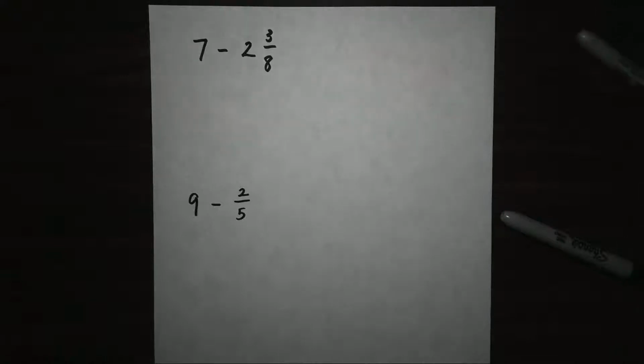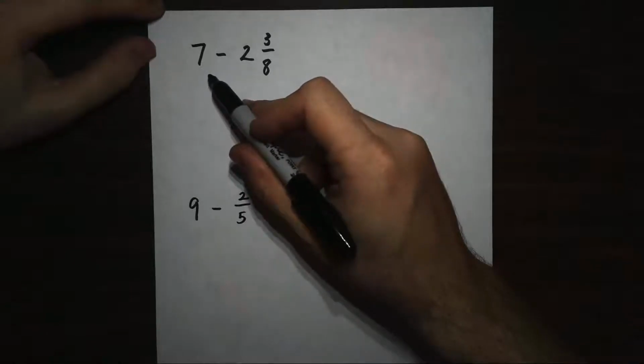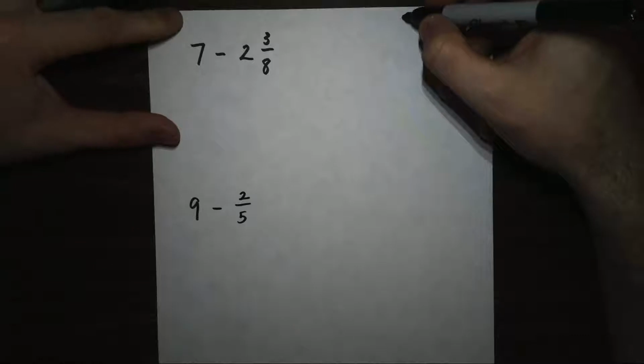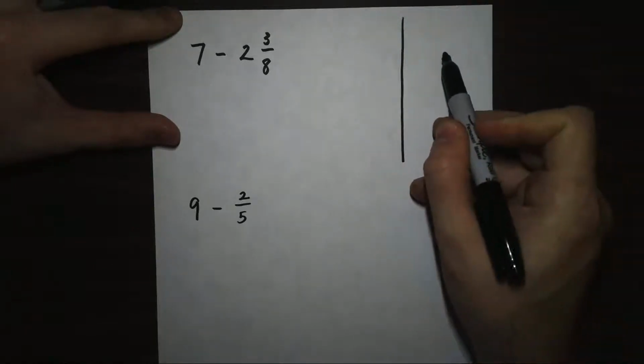Okay, in this video we're going to look at a couple more examples of subtracting mixed numbers that require regrouping. And I've purposely written these out horizontally so that I can show you how to set them up. So in this first problem we have 7 minus 2 and 3/8. And I go ahead and draw my line dividing my whole numbers and my fractions on here.